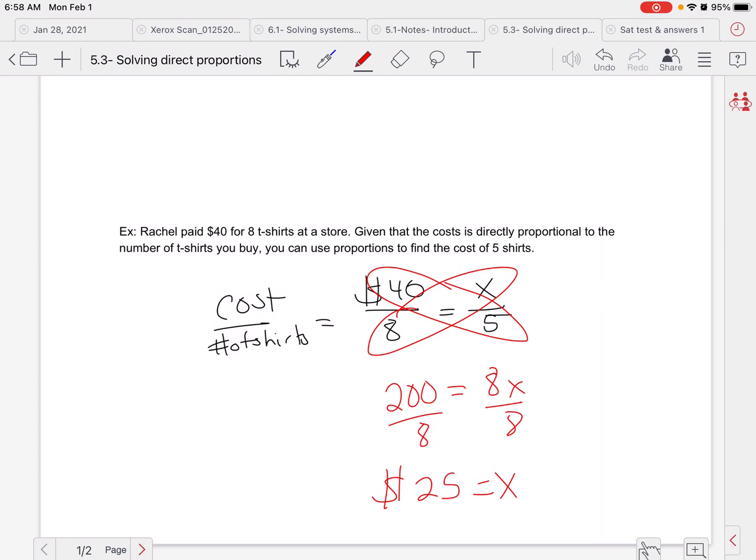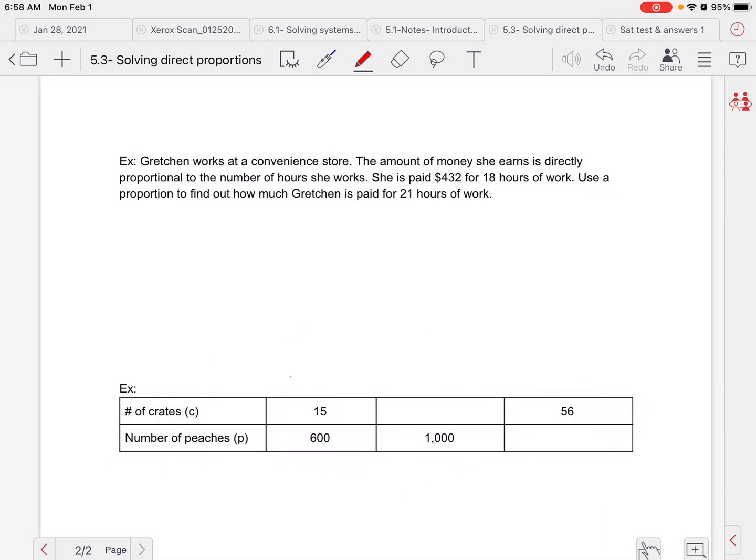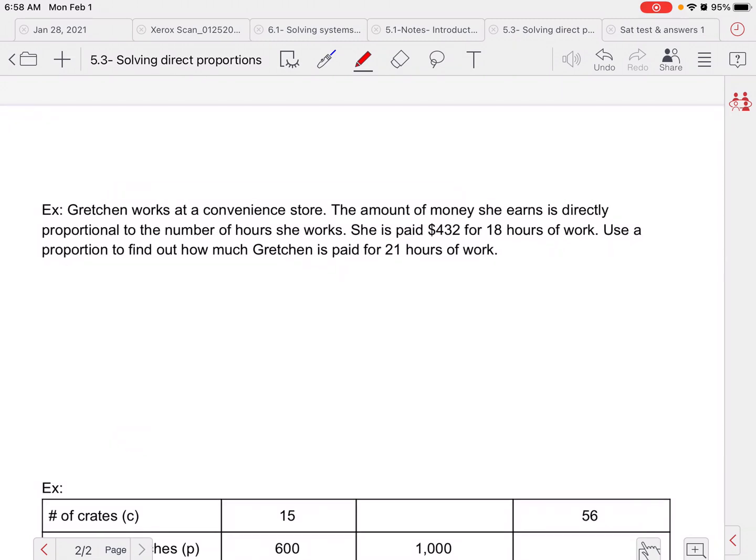Okay, so that's why I show you this method. All right. Let's go ahead and try this one. So it says Gretchen works at a convenience store. The amount of money she earns is directly proportional to the number of hours she works. Okay, so she is paid $432 for 18 hours of work. Use the proportion to find out how much Gretchen is paid for 21 hours of work.